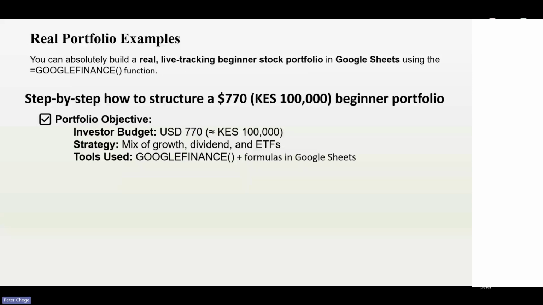You can build a real, live-tracking beginner stock portfolio in Google Sheets using that formula, GOOGLEFINANCE. So you are creating a real-life tracking beginner stock portfolio. Remember, you are putting in live data. It is real because you're pulling from various sources on the net. You have seen even USD, it is real. The stock prices and everything is real. This is live with a delay of 20 minutes that you don't need to worry about. It's beginner friendly. You don't need to read technical graphs or research to understand these, and you're creating your portfolio.